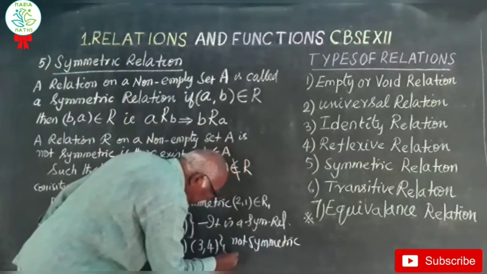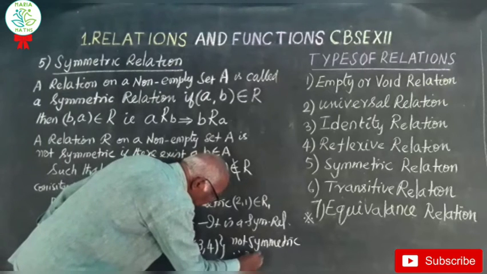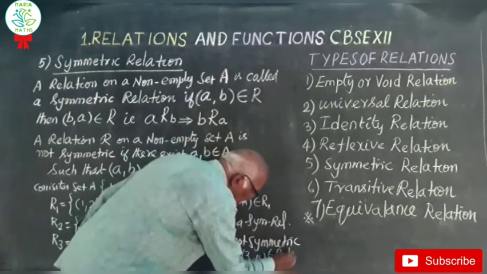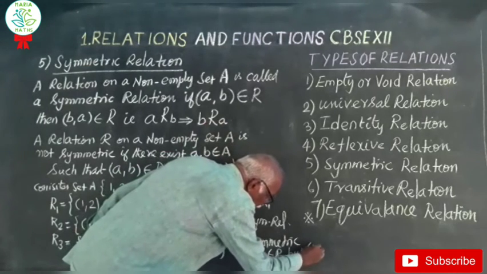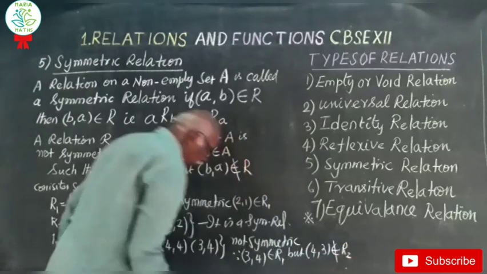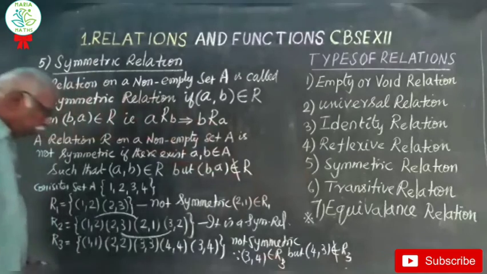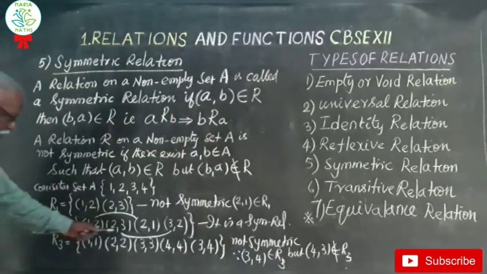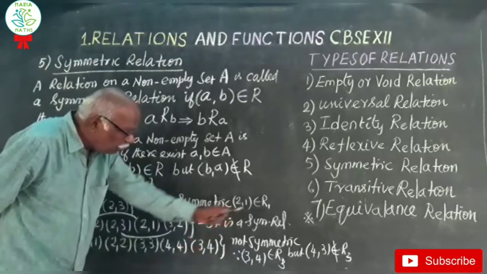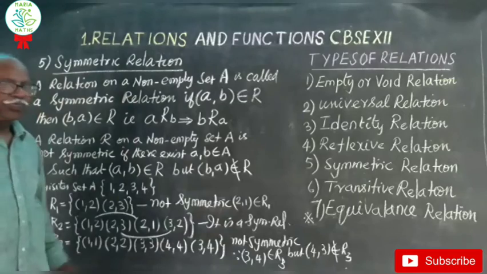Not symmetric, since (3, 4) belongs to R3, but (4, 3) does not belong to R3. (3, 4) belongs to R3, but (4, 3) does not belong to R3. Therefore, it is not a symmetric relation.